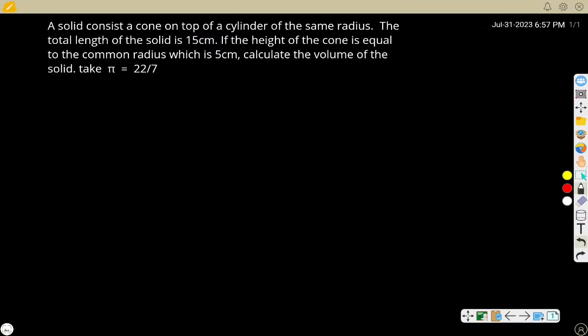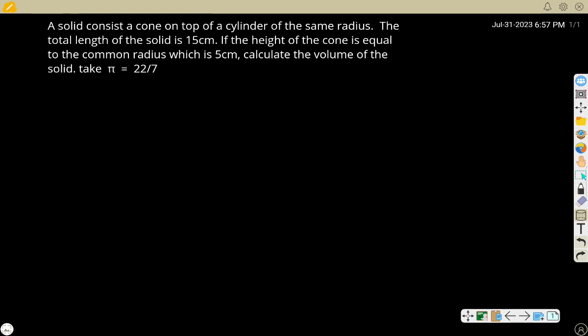So we have a solid that consists of a cone on top of a cylinder of the same radius. The total length of the solid is 15 centimeter. If the height of the cone is equal to the common radius, which is 5 centimeter, calculate the volume of the solid. So take pi as 22/7.